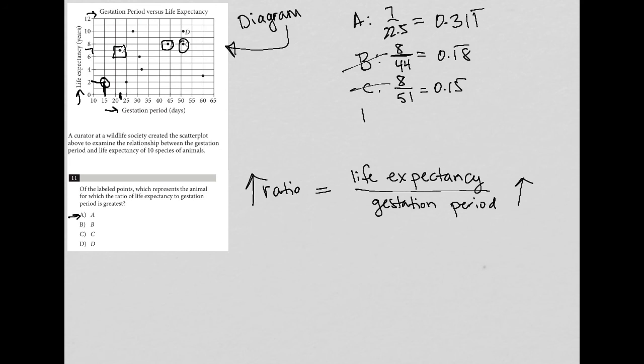And then lastly is choice D, and D is here, and the life expectancy there is 10 over the gestation period, which is a little bit over 50, so again, I'm going to call it 51, and that should also be smaller than A, but let's just double check. So 10 divided by 51, I get 0.19, so that's out. So therefore, my answer must be choice A.